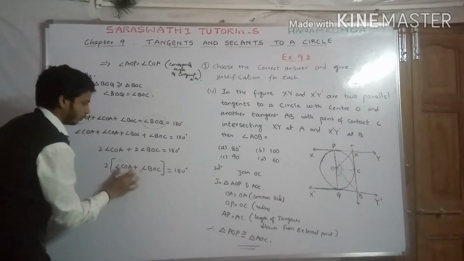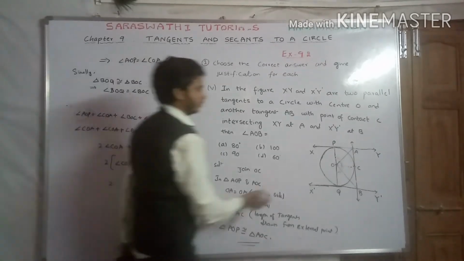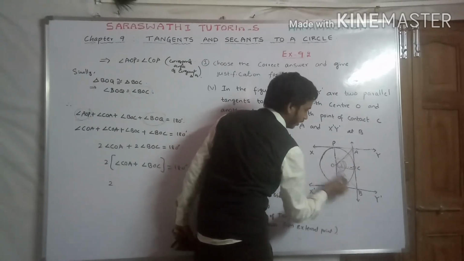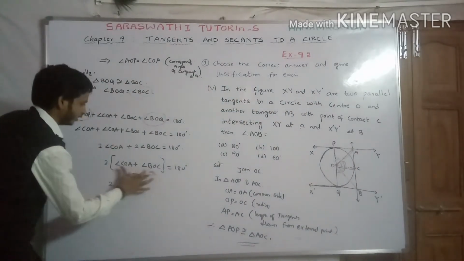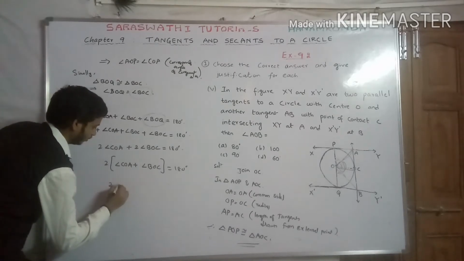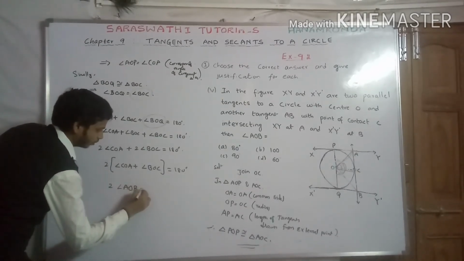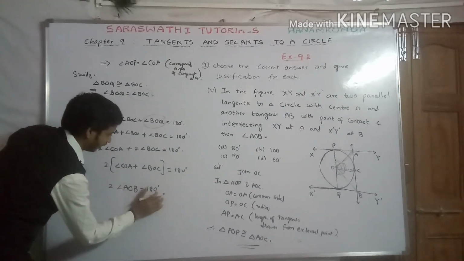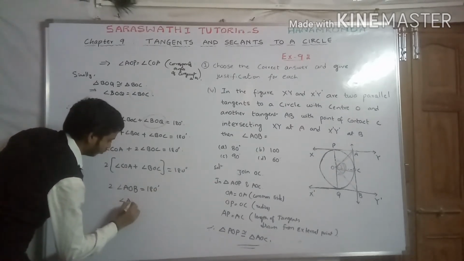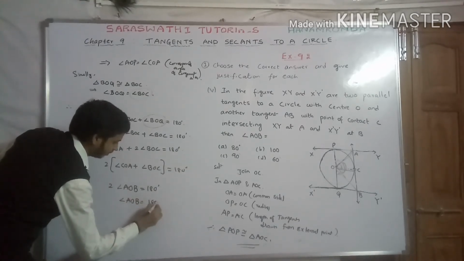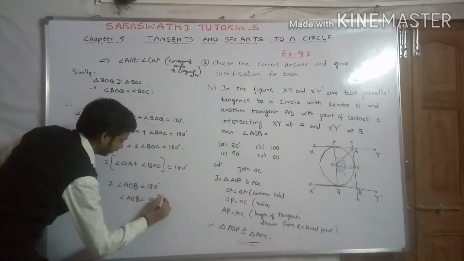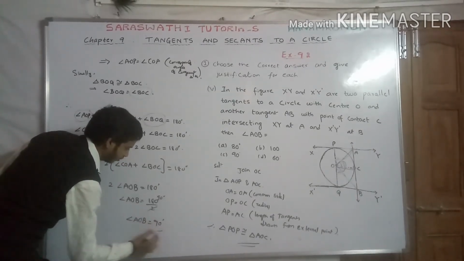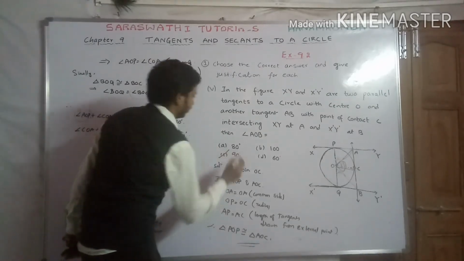From the figure, angle COA plus angle BOC is angle AOB. So 2 into angle AOB equals 180 degrees. The 2 on the left side goes to the right side and divides, so angle AOB equals 180 by 2, that means 90 degrees. So 90 degrees is option C. This is the answer.